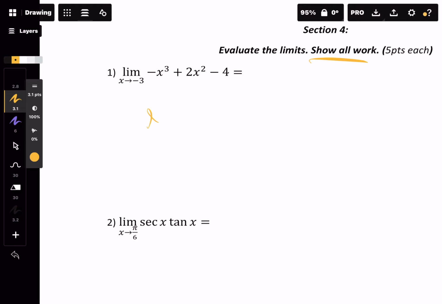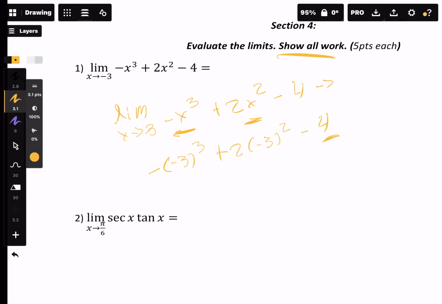So the limit of x approaching 3 just means we've got to apply this limit to all the x's in this function. Let's rewrite this function. Since this has an x and this has an x, we have to evaluate them. So it's going to be negative of negative 3 cubed plus 2 of negative 3 squared minus 4. The 4 is not affected since it does not have an x.